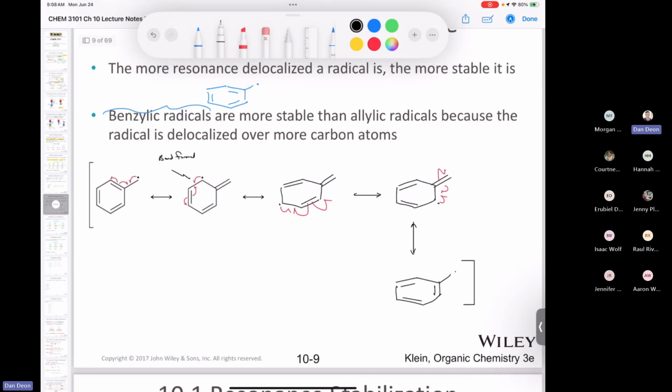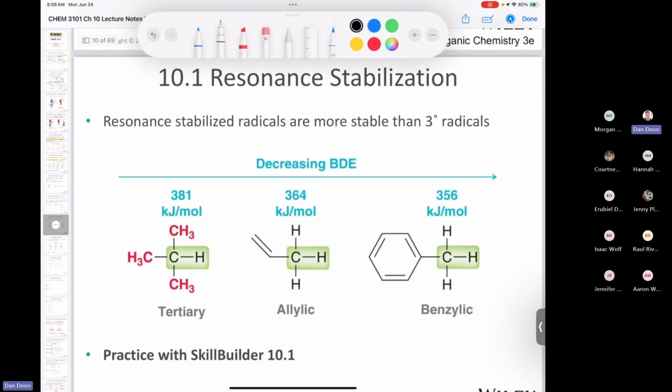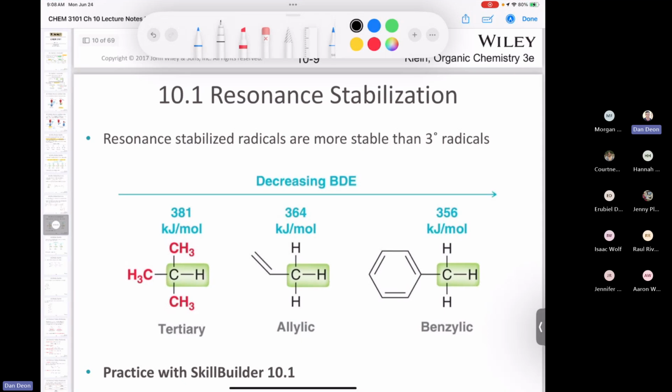Well, you notice that I said that a benzyl radical is even more stable than an allylic, and an allylic is even more stable than a tertiary radical. And if you want to quantify that, I have some numbers right here. If we look at the carbon-hydrogen bond that would result in a tertiary radical, its bond dissociation energy is 381 kilojoules per mole. But this one is almost 20 kilojoules per mole weaker, and so that tells us that the allylic radical is more stable than the tertiary.